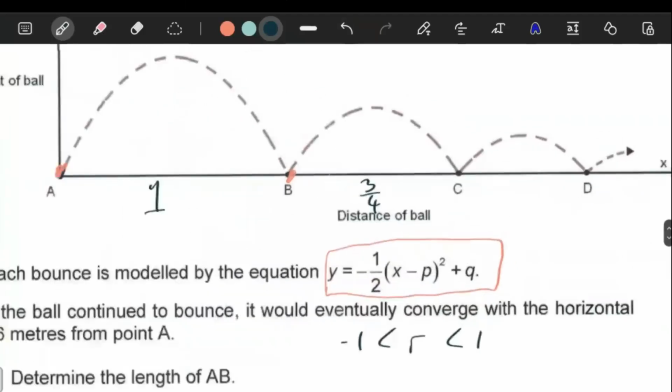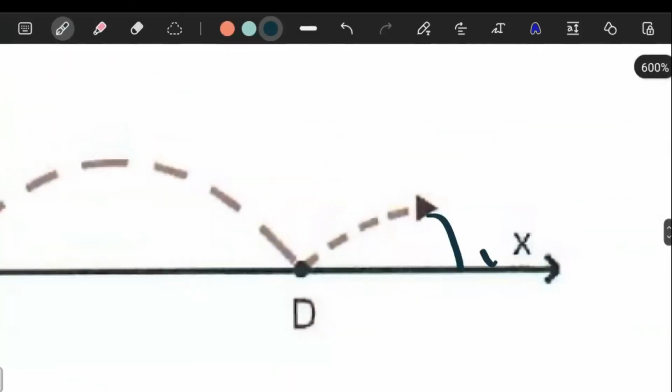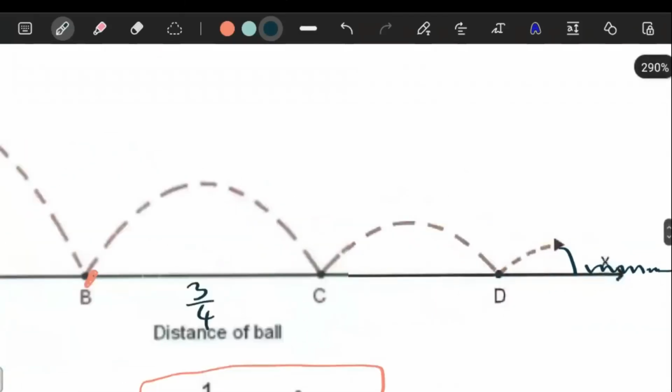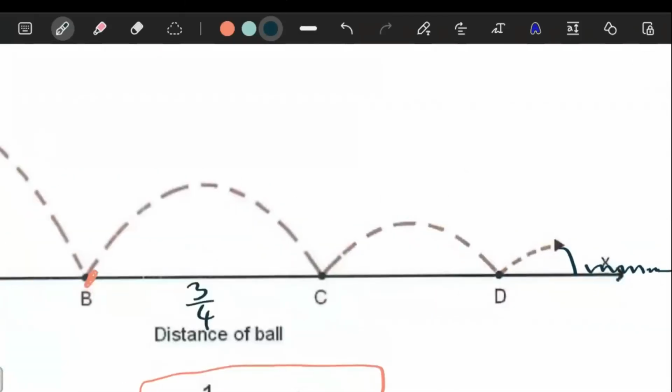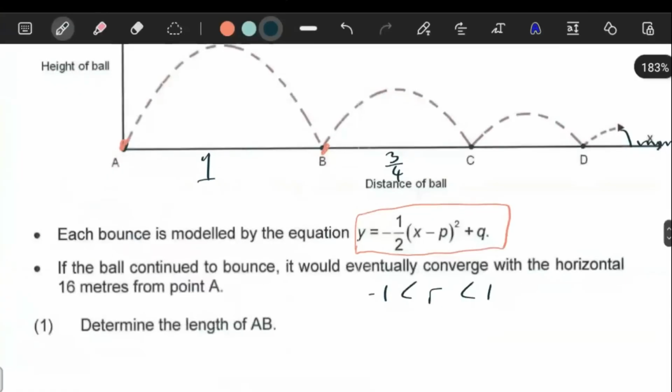So what I mean is, it's just going to carry on, right? On and on until it's almost like a straight line, right? Because remember, the heights get smaller. The heights keep getting smaller and smaller. So in a situation like that, let us do what we gotta do. So from here, the one thing you can keep in mind is if they now say what they've just said here, right? They're just talking about a sum to infinity scenario where they said if the ball continued to bounce, it would eventually converge with horizontal 16 meters from point A. So this is actually the sum to infinity.